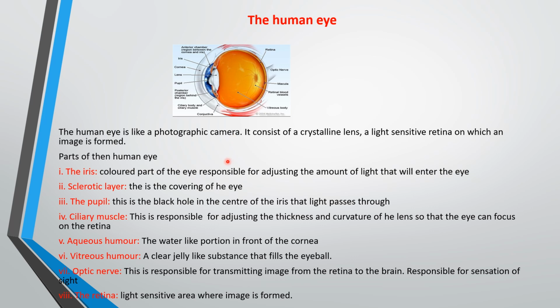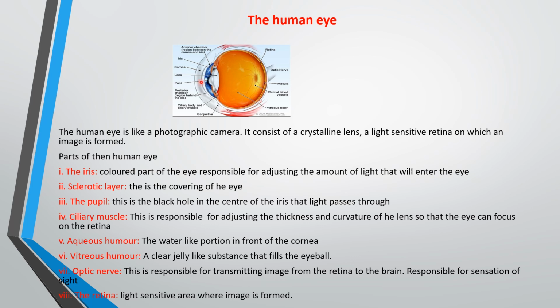If you are a science student and you have studied biology, maybe you have studied the eye already, so most of these things will be familiar to you. The pupil is the black hole, this hole that is inside the eye, and that is where light passes through into the lens. So that is the pupil. Then the ciliary muscles are responsible for adjusting the thickness and the curvature of the lens of the eye so that the eye can focus an image on the retina.